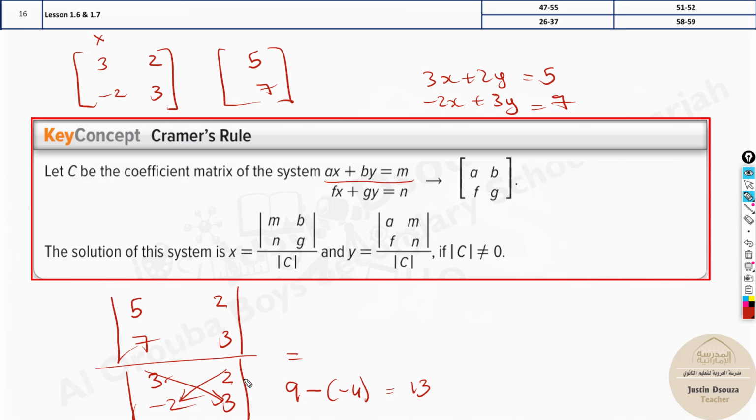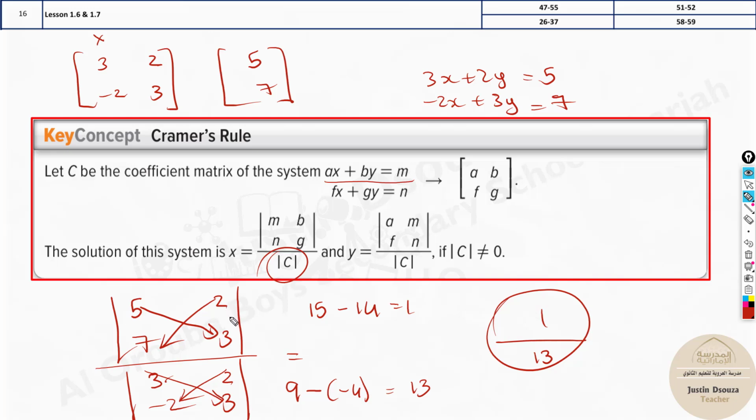That's the denominator, the determinant of the coefficient matrix, and we write it as 13 here. And what happens above? Same thing, but the values are a bit different. It will be 15: 5 times 3 is 15, minus 7 times 2 is 14, so you're left with 1, so it's 1 by 13. That is the answer for x. You don't get two values, it's just a single answer, the x value.